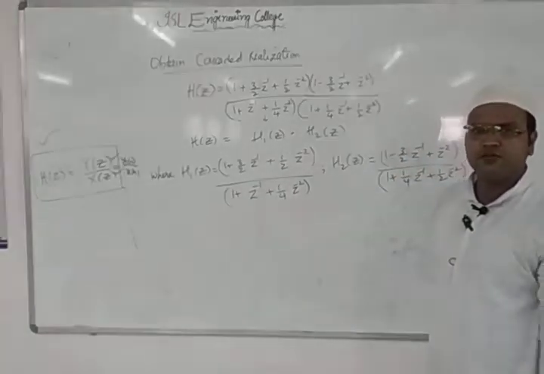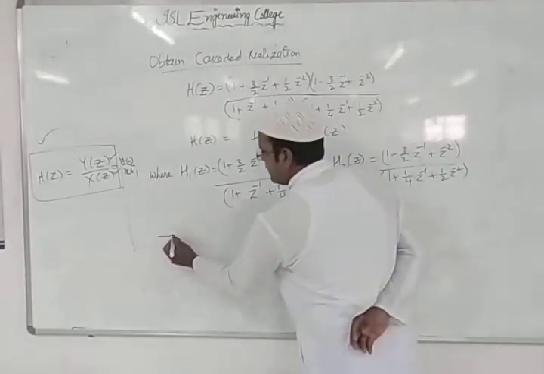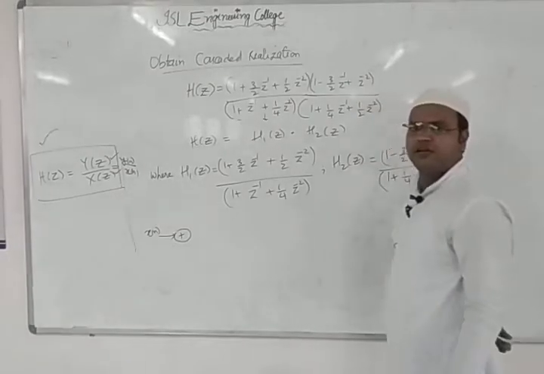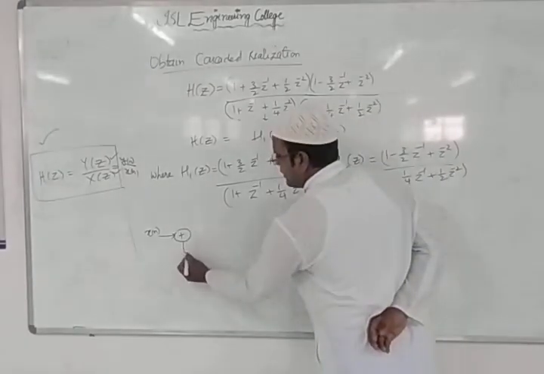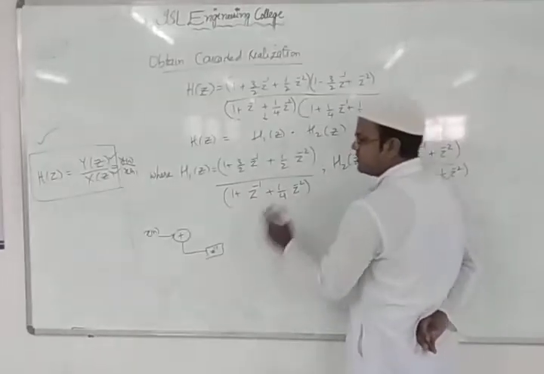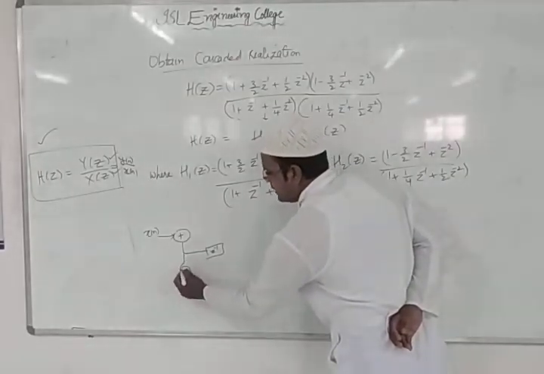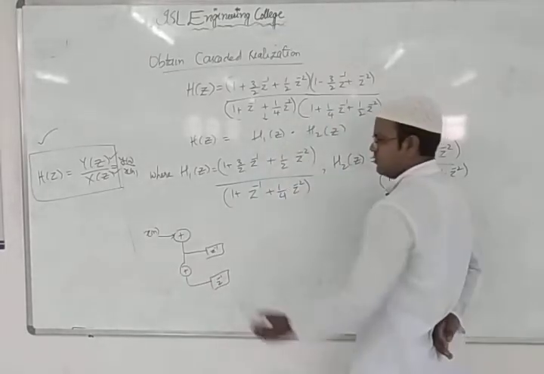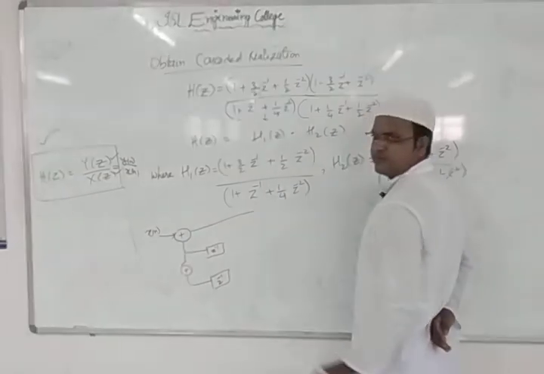What are the two factors I do have? First thing, give plus, and what is the input? x1 of n, right? So what is the delay sequence we are giving? We are giving z power minus 1 for the first. For writing one more z power minus 2, I'll write one more plus, and again one more z power minus 1 I'll give. So this we are passing.